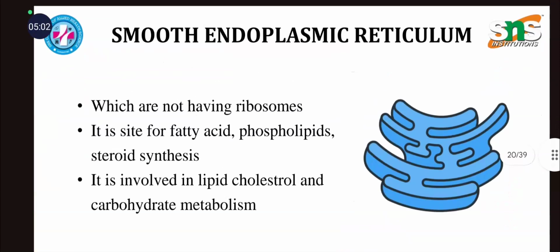In the next section, we will be continuing with smooth endoplasmic reticulum.